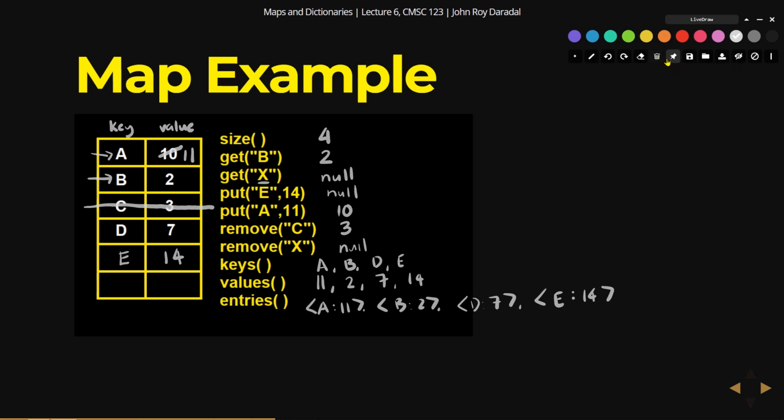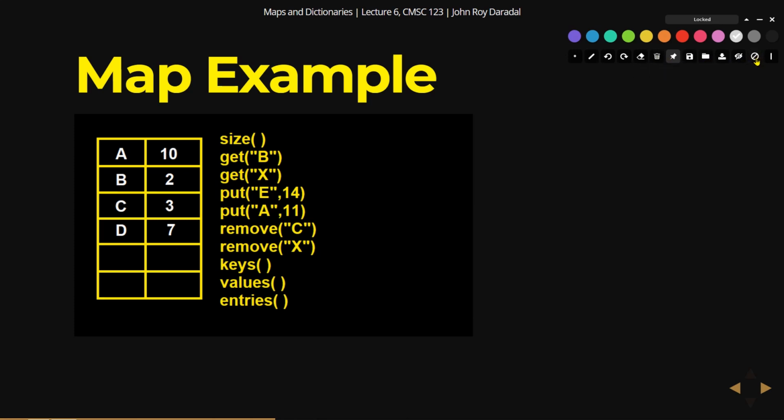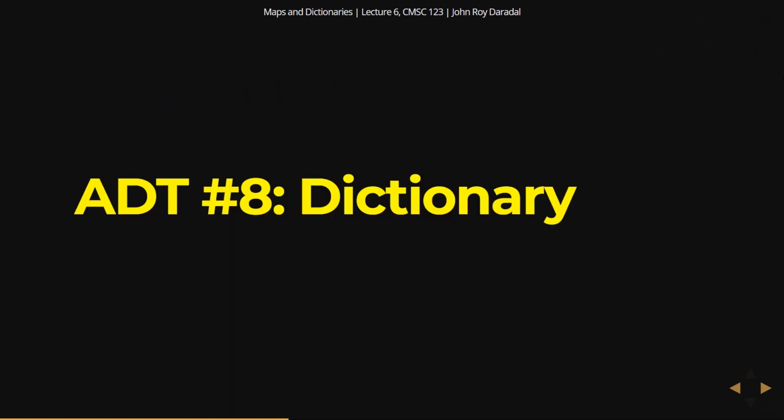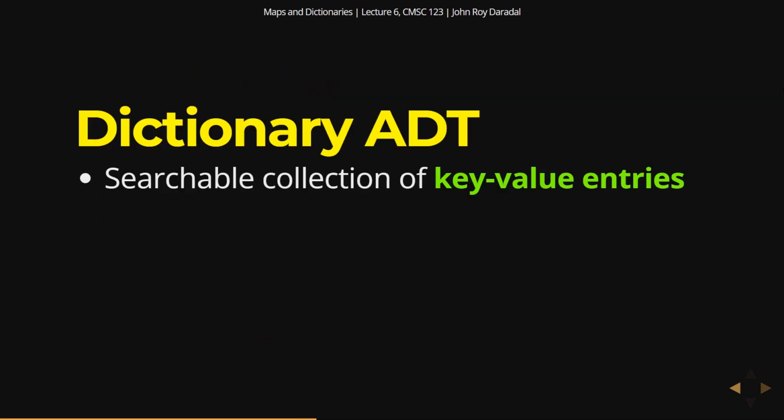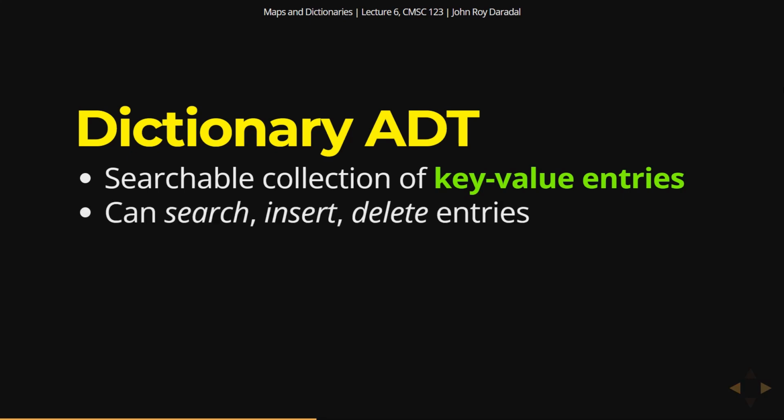Okay, so let's clear everything first. So that is map. Next, let us go to the next ADT. This is already our 8th ADT, which is the dictionary. It's not exactly this type of dictionary, but it's somehow related, as we'll see in a while. The dictionary ADT is also a searchable collection of key value entries, just like our map, right? So it also holds key value entries. You can also search, insert, and delete entries, just like the map as well.